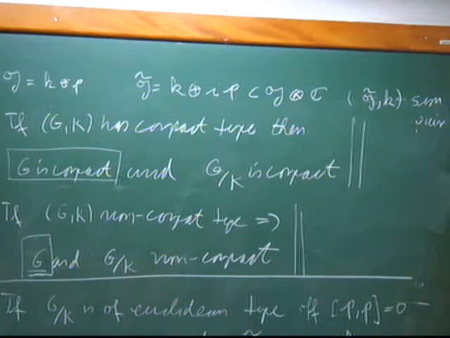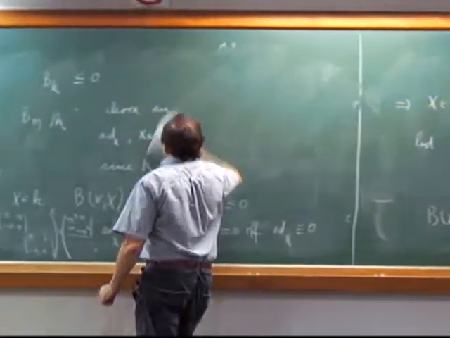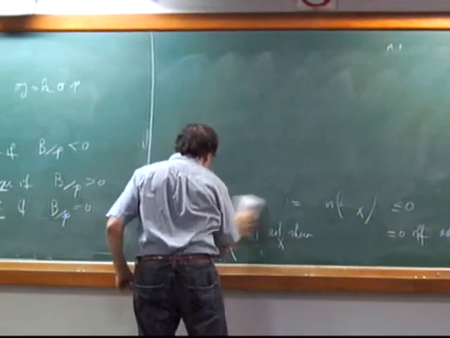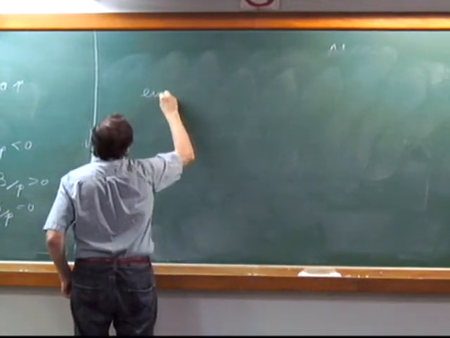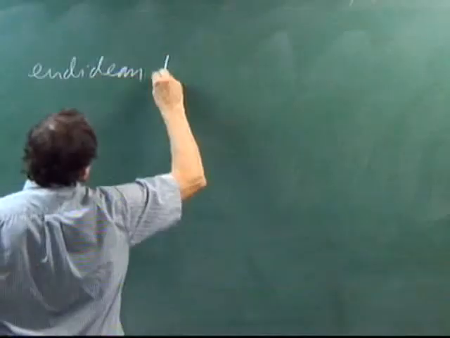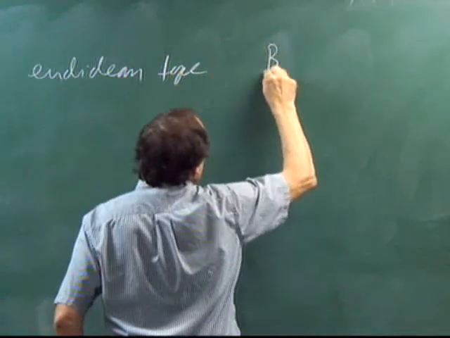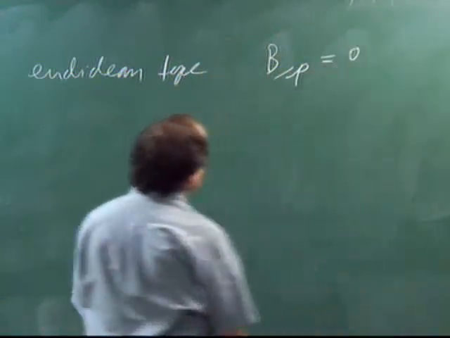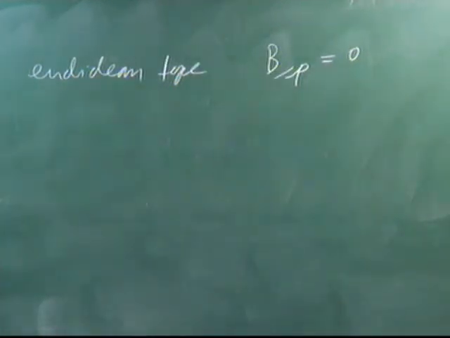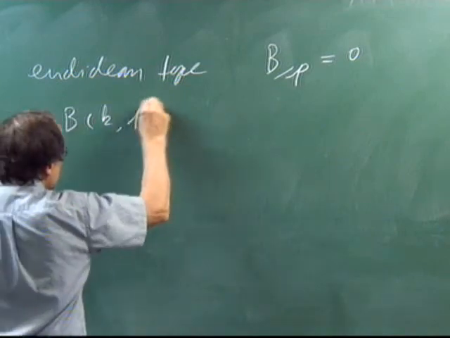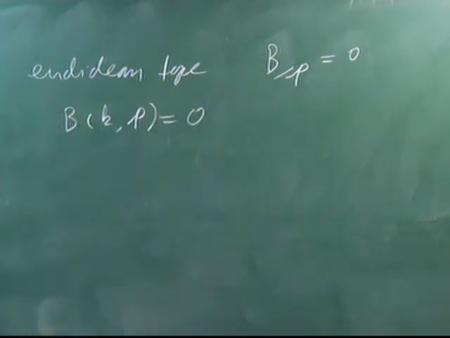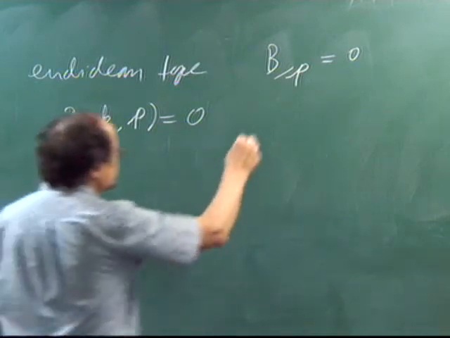Okay. Euclidean type, let me finish that off. So this was B on P is equal to 0. What does that mean? Well, I also know that B of K comma P is equal to 0 by our general principle. That means that P is in the kernel of the Killing form.